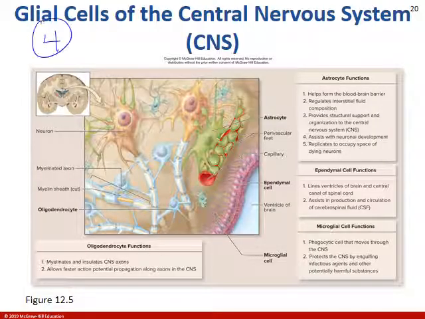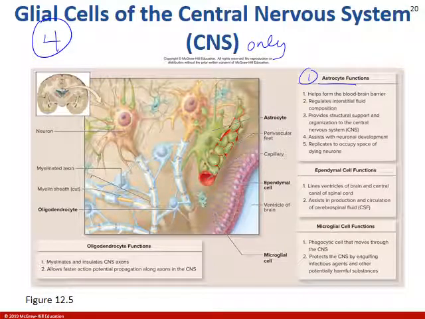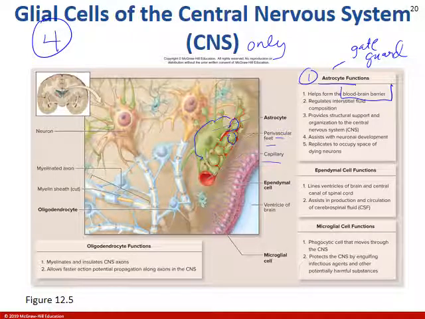We have 4 glial cells that are found only in the central nervous system. The first is an astrocyte. This helps form the blood-brain barrier. So you can see the astrocyte here with its cute little perivascular feet wrapped around the blood vessel, or capillary, which is just the smallest blood vessel, right? So basically, I think of these as the gate guard. What's allowed to go from the blood to the brain? Obviously, we wouldn't want toxins or pathogens to get to our brain. That's our supercomputer, right?